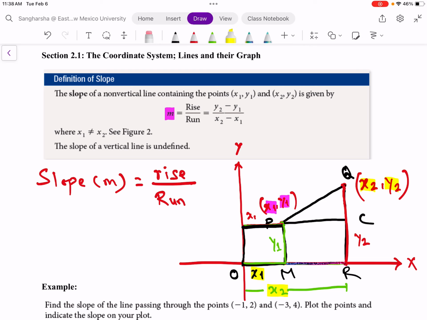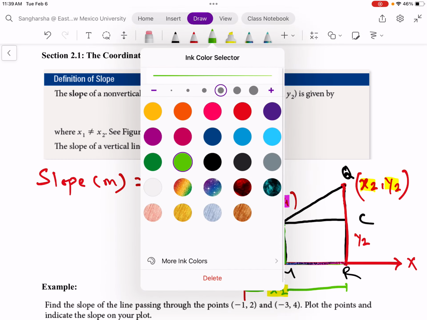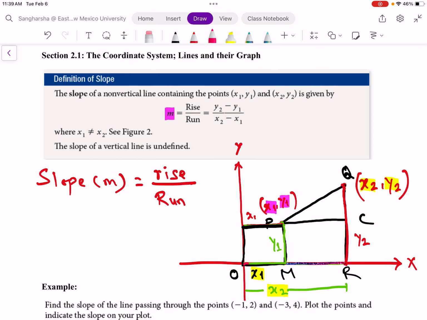It would be x2 minus... So here, from the origin O to the point R, this is x2, and from the origin to the point M, that is x1. We are looking for the length of this portion, and it is x2 minus x1.